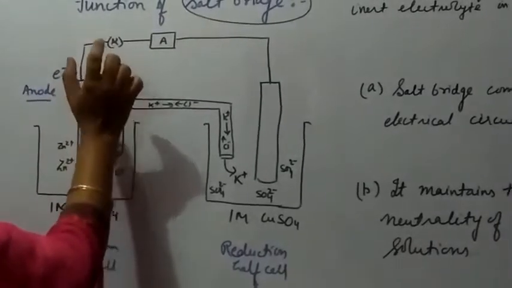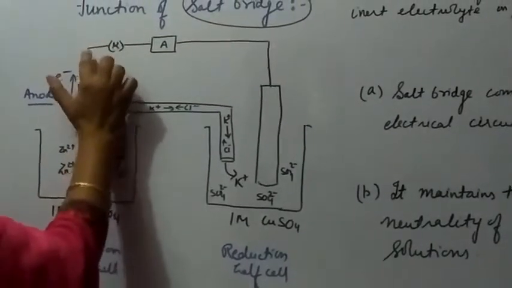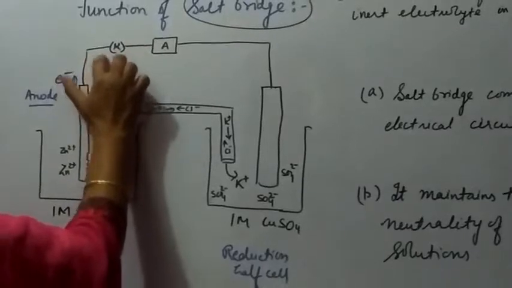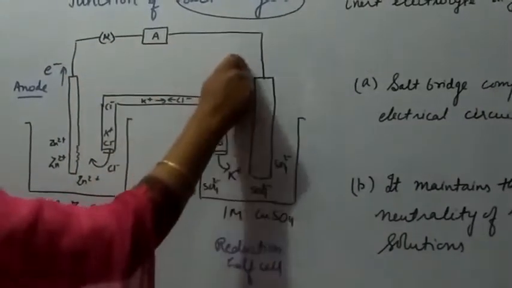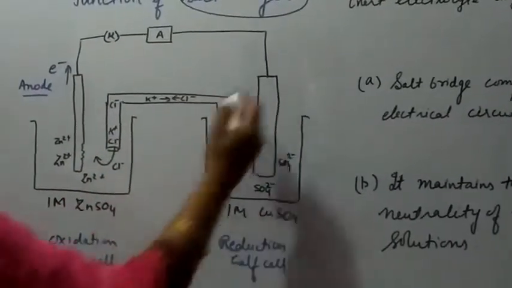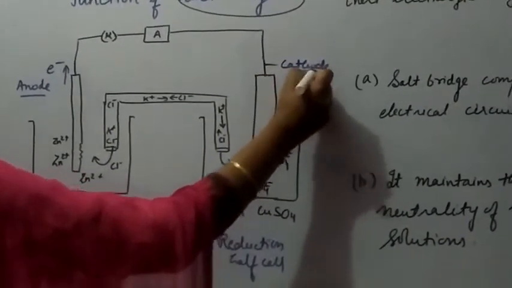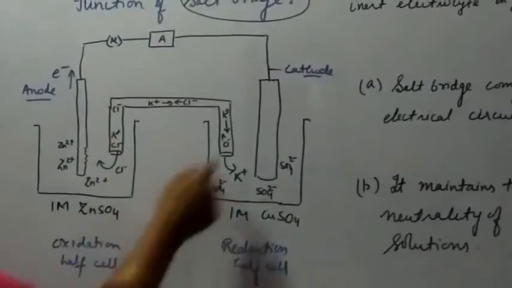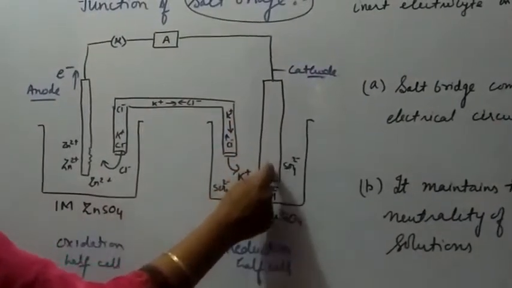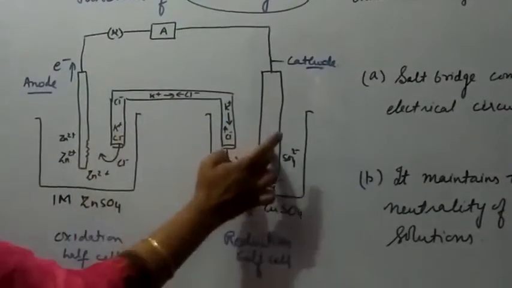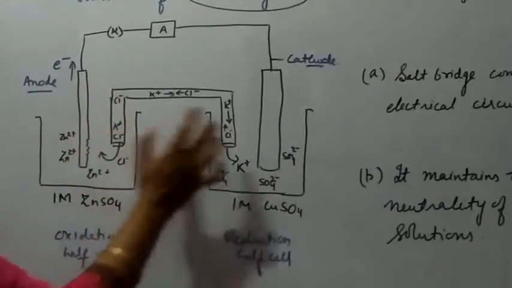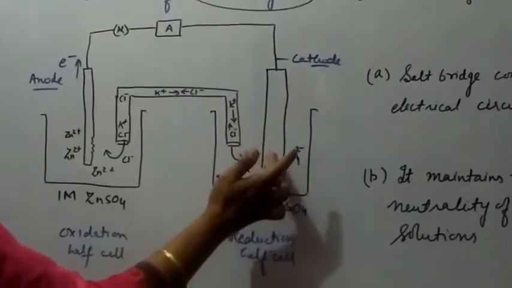Now when the key is closed, what will happen? The electrons will flow from zinc to the copper electrode, right? Here we are terming it as the cathode. Now in the copper electrode, you can see here that the thickness of the copper electrode has increased. So why is it so?